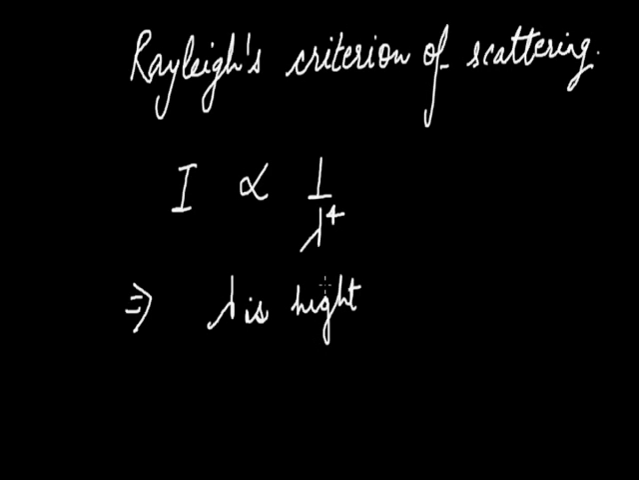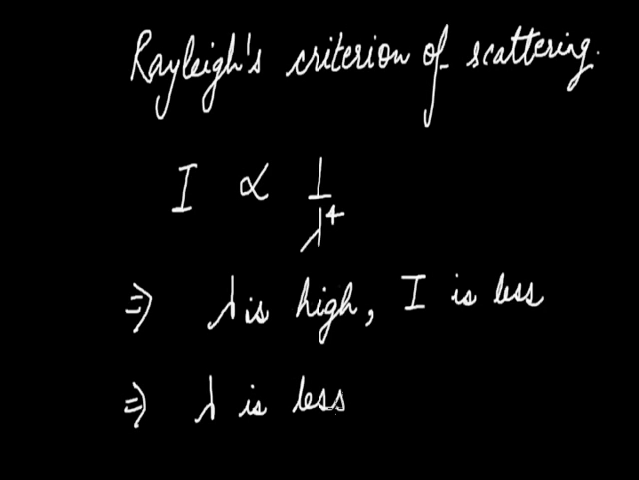Lord Rayleigh gave the criterion for the scattering of light, which says that the scattering intensity, denoted by I, of any wavelength will be inversely proportional to the fourth power of the wavelength. According to this criterion, we can easily understand that if lambda is more, then the scattering intensity I is less. Or we can say, if lambda is less, the scattering intensity is high. So this is the relationship between the scattering intensity and the wavelength of light.